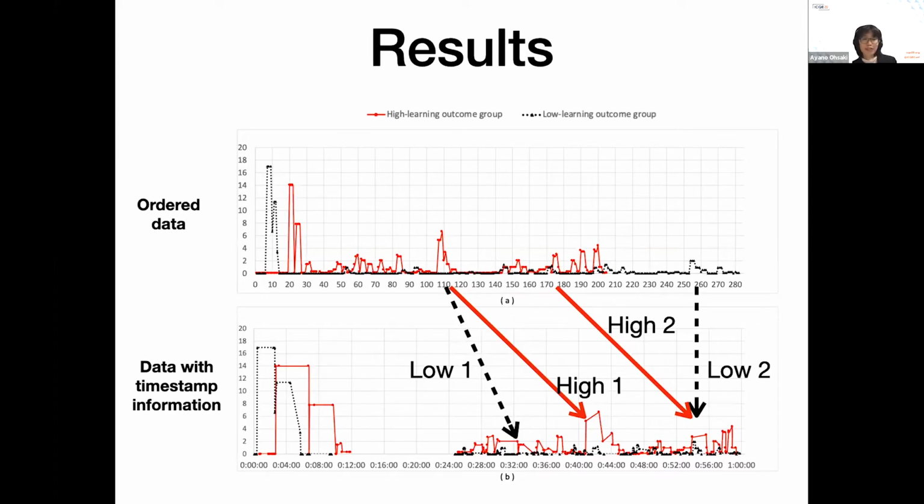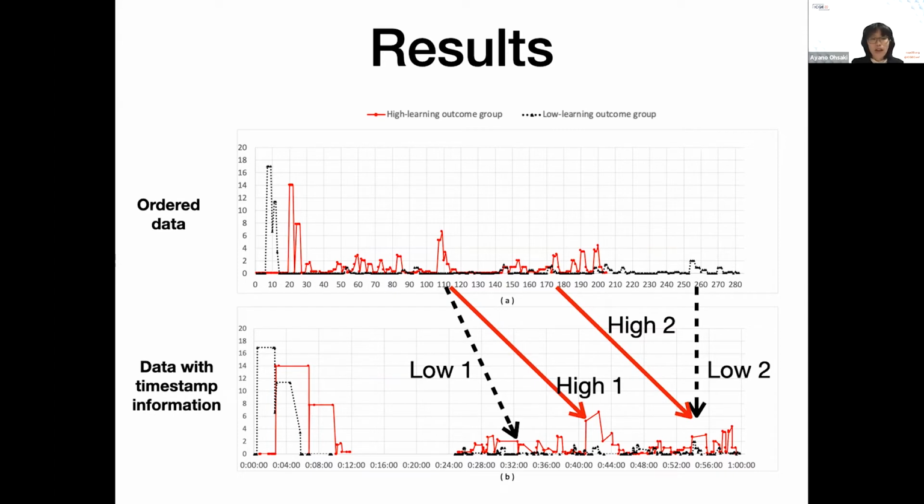I'd like to show the results of two approaches. The vertical axes show total degree centralities. The horizontal axes signify the order of utterances in the upper figure and time in the bottom figure. The comparison of these two figures shows that analyzing ordered data did not correctly illustrate learning activities.